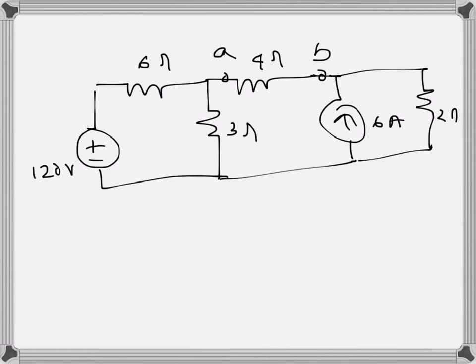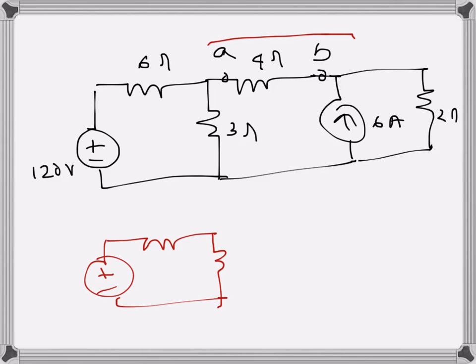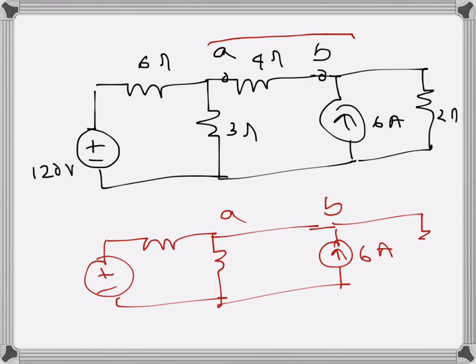For the given circuit, we want to find Norton's equivalent for terminal A and B here. So what I will do, I will first redraw the circuit. I will replace the 4 ohms which is connected between terminal A and B by a short circuit. So this is there, and then this is the 6 amps current source, and then 2 ohms resistance here, 3 ohms, 6 ohms, and 120 volts.